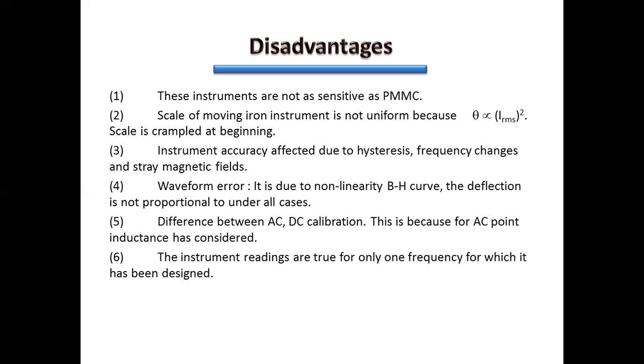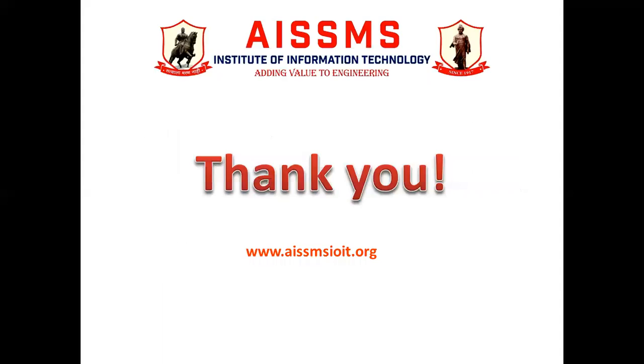The last point is an extension of the third point. The instrument readings are true only for the frequency for which it is designed. So if the instrument is designed for a 50 hertz sinusoidal wave, and if you use it for 100 hertz frequency, it's going to respond in a different way and errors will be present. So for different frequencies, that is the magnitude of frequency as well as the nature of waveform, you have to design it differently. So this is about the advantages and disadvantages of the moving iron instrument.